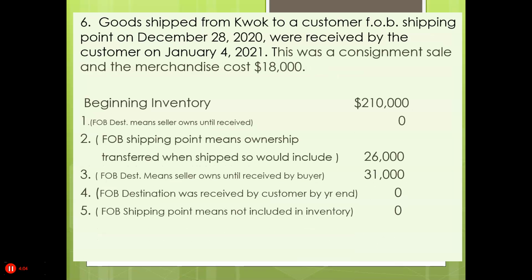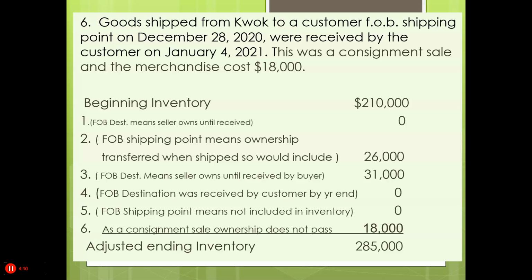And then the last thing we have is consignment. Now, we have things out on consignment. That means we have to keep them in our inventory, and therefore the total adjusted inventory would be $285. So it all depends on when legal title has passed.